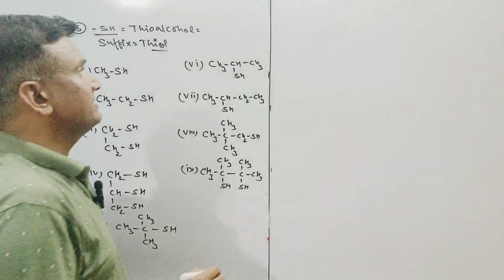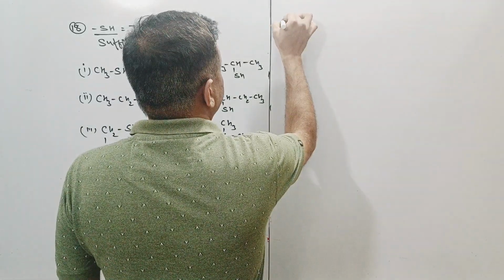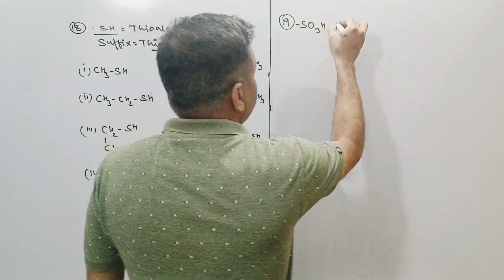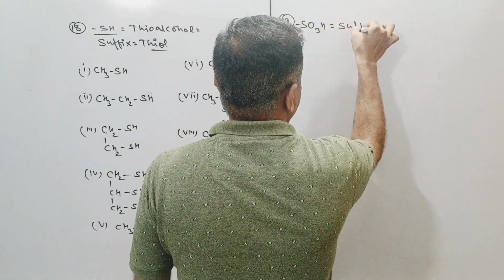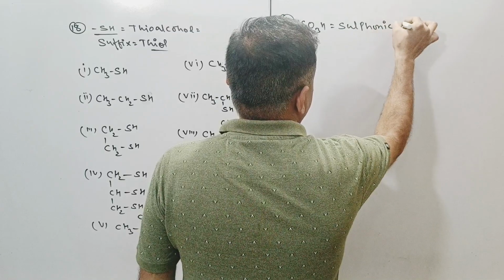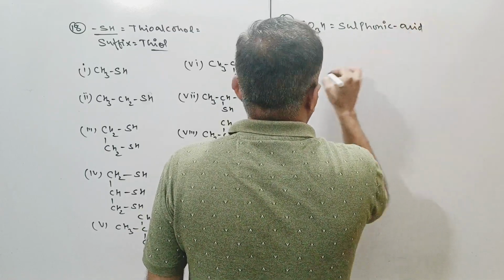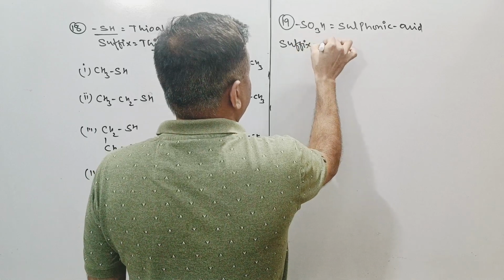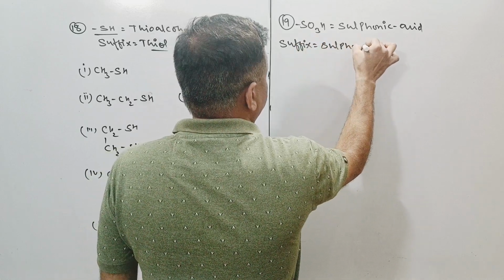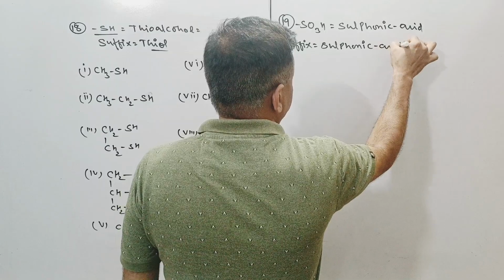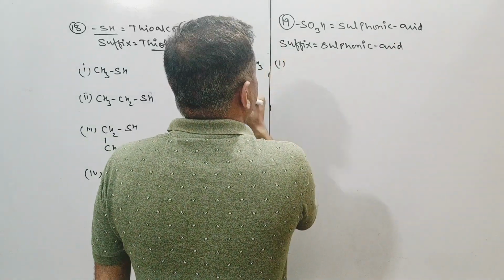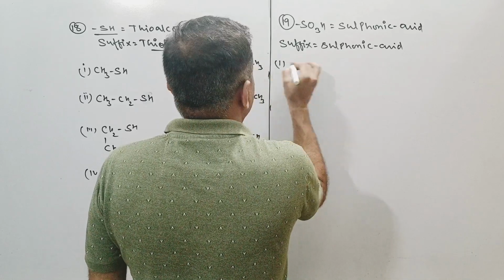Further we'll go with the 19th compound, that is called the SO3H group. It is called sulphonic acid. Sulphonic acid, and its suffix will also be sulphonic acid. If we go with the practice, then we can take the same law and order as with thioalcohol.